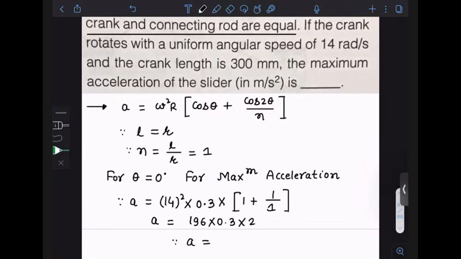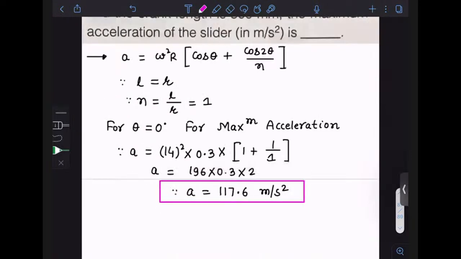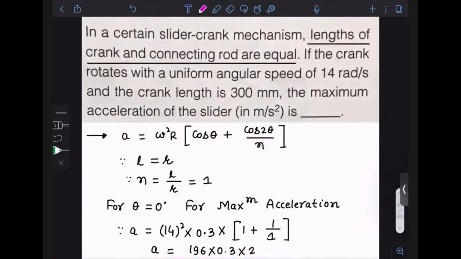So it is going to be your 196 into 0.3 into 2. A is equal to what we are going to get, 196 into 0.3 into 2. This is your 117.6 meter per second square. Correct, everyone? This part is done. Very good.